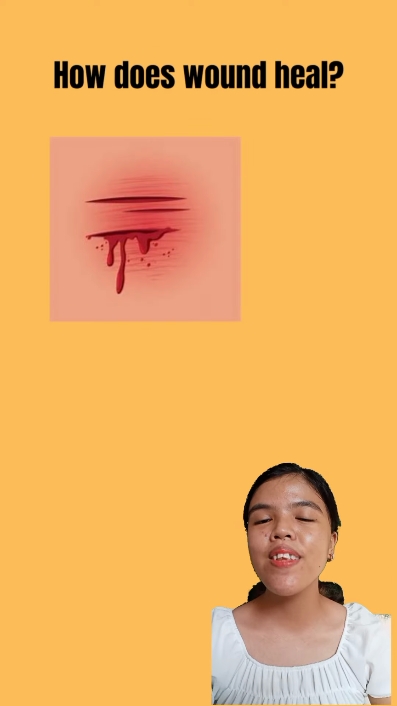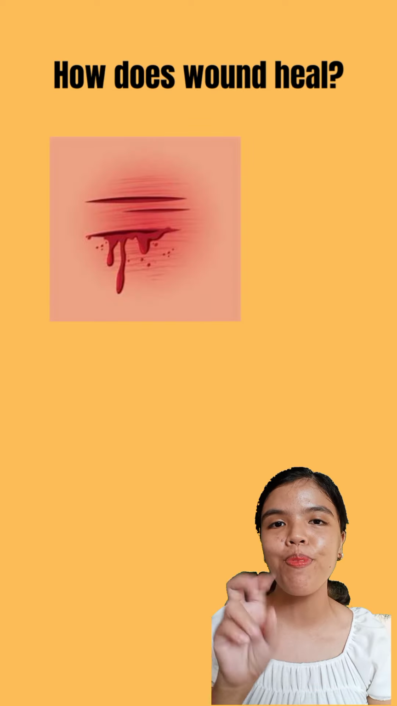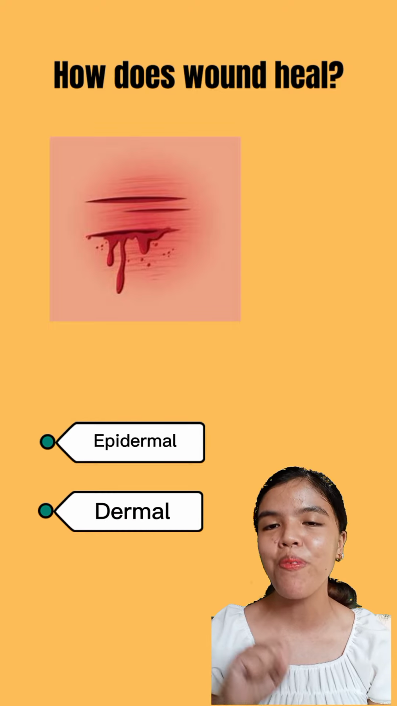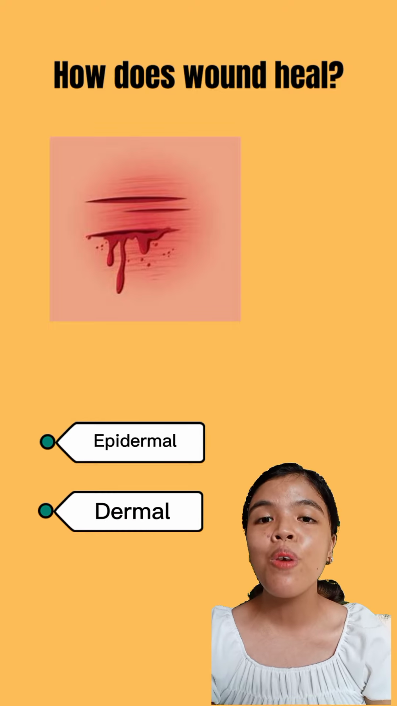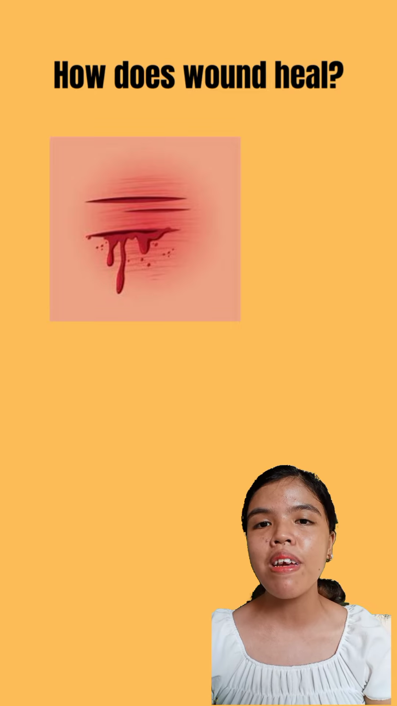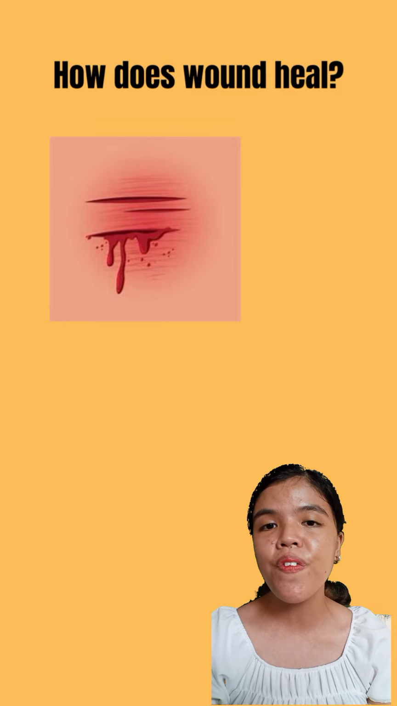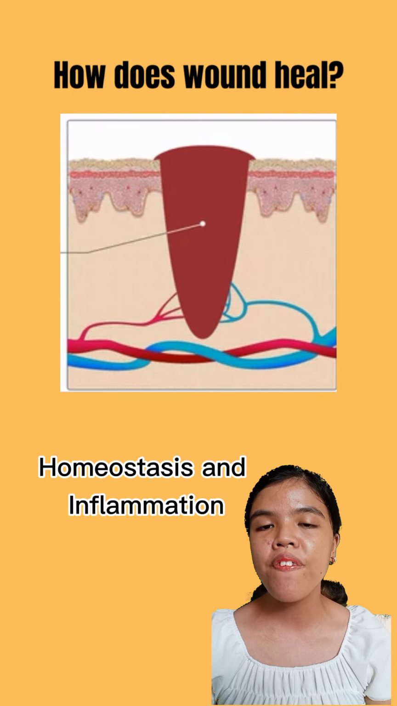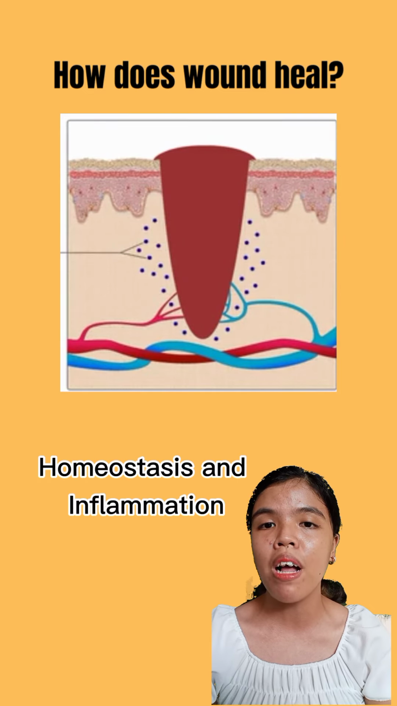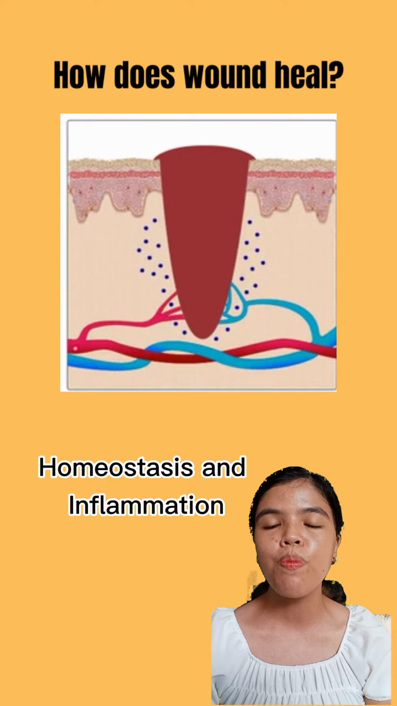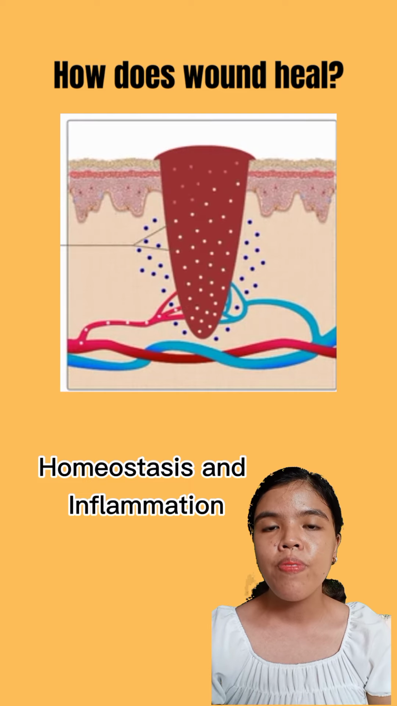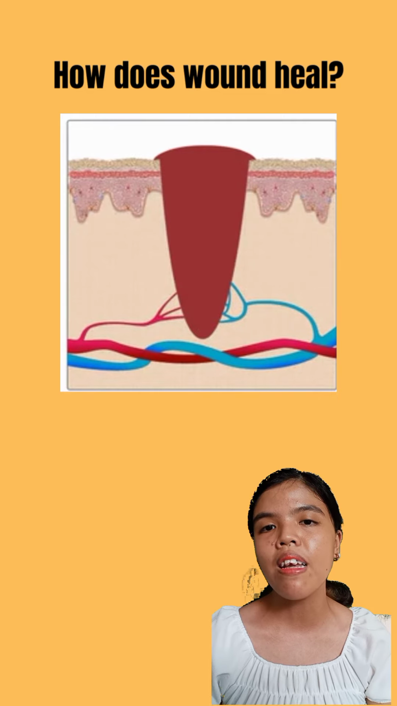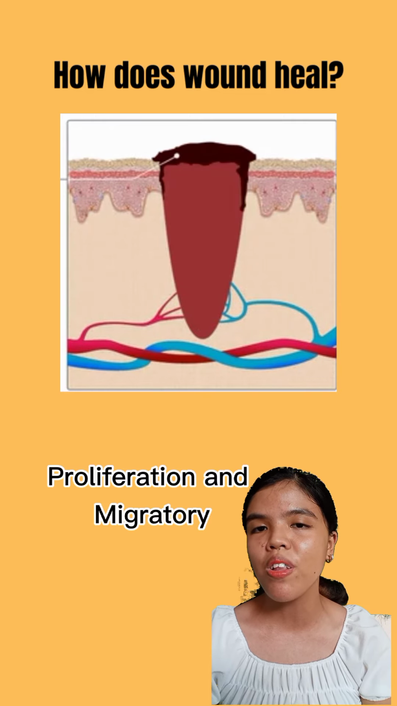How does a wound heal? There are two types of wound. The first one is the epidermal wound and the second one is the dermal wound that penetrates the dermis. With this wound, there are three phases in order to heal it. The first phase involves hemostasis and inflammation, where fibrin and blood platelets form a loose blood clot to prevent further blood loss. And the second one, two or three days later, the proliferation and migratory phase begins.